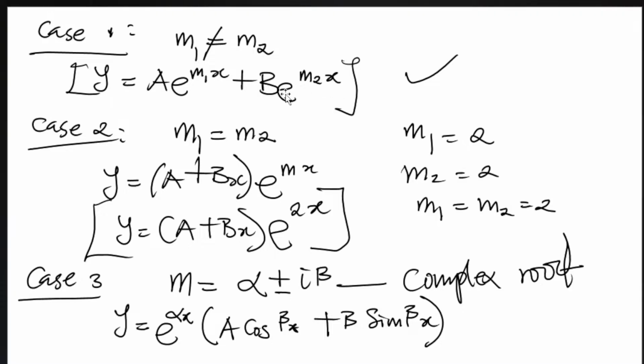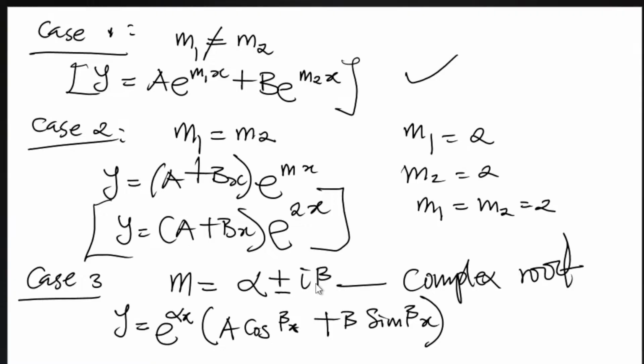Are we together? But in this case, we are having a complex root. So since we are having a complex root, what do we do? We recall our given equation for our complex root to be m is equal to alpha plus or minus i beta.